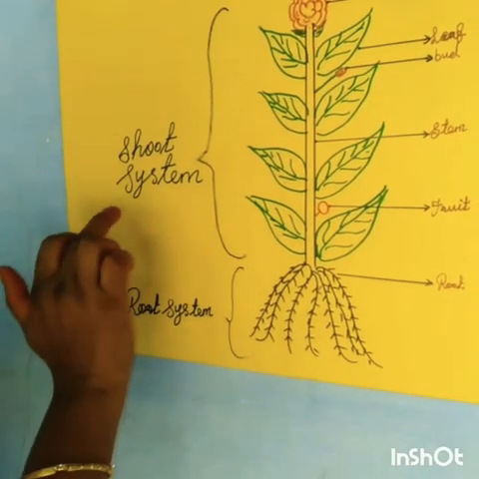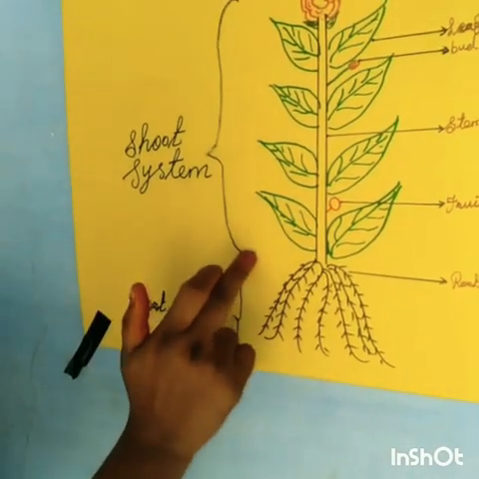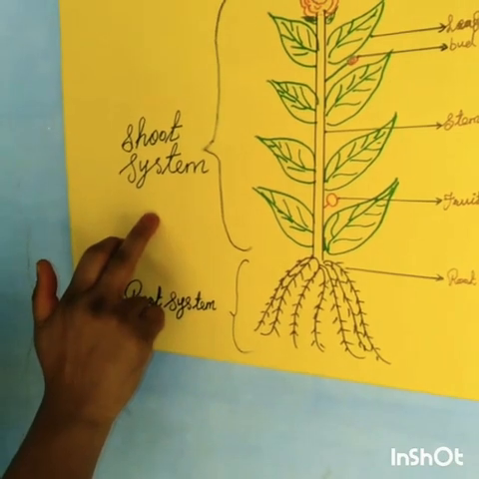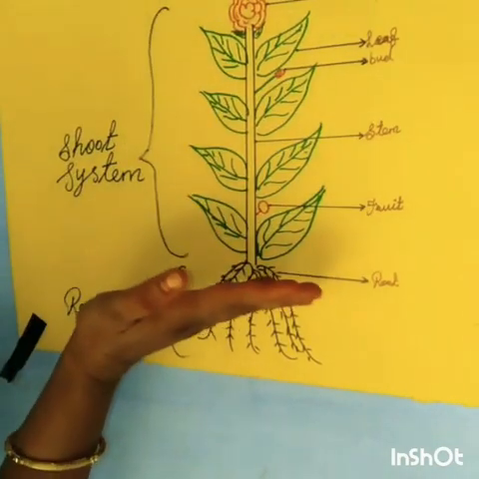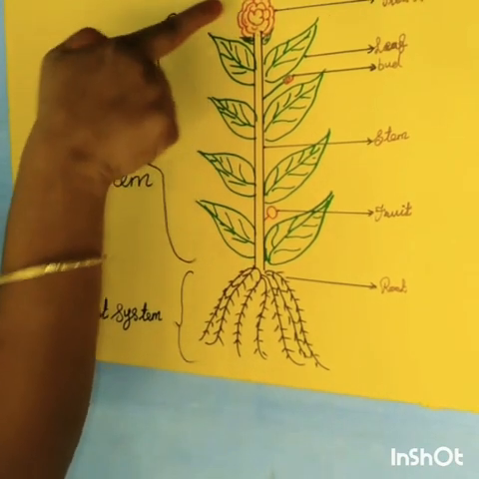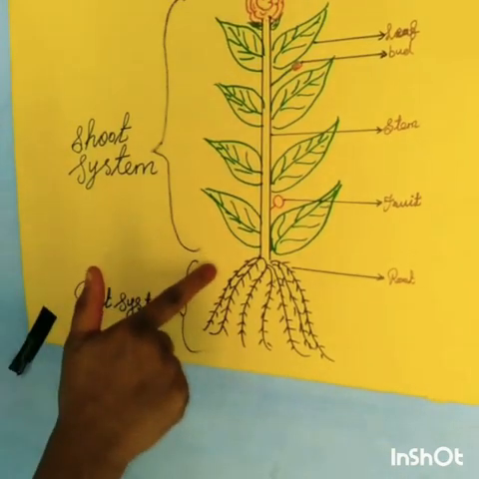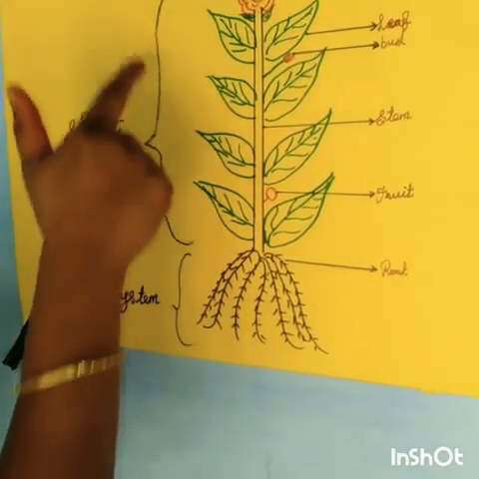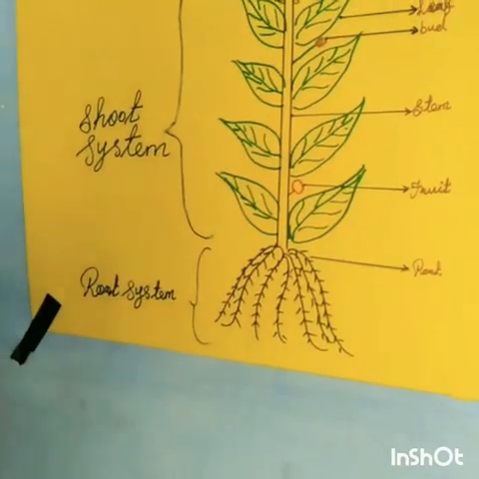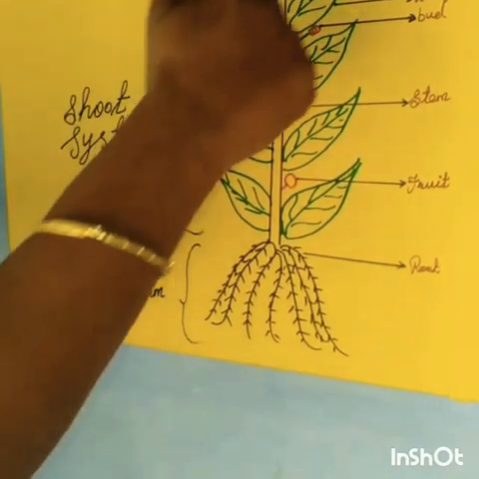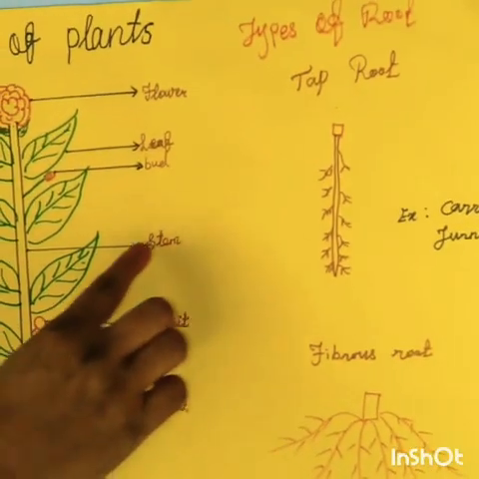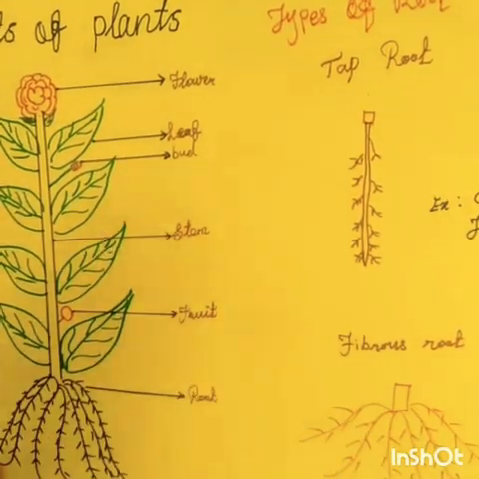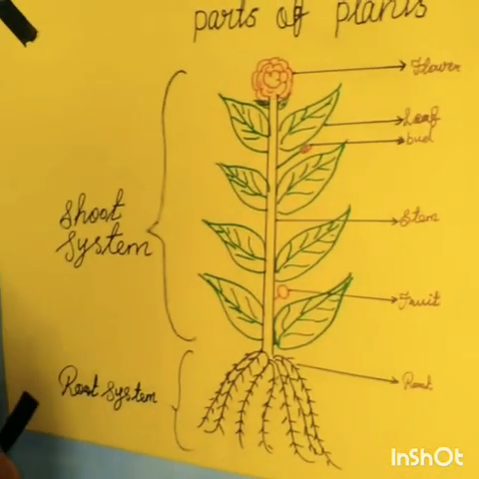Okay, next we go to see the shoot system. What is shoot system? The part of the plant that grows above the soil is called shoot system. The shoot system is the visible part of the plant. What are the parts of the shoot system? Flower, leaf, bud and stem and fruits and seeds. These are all called shoot system.